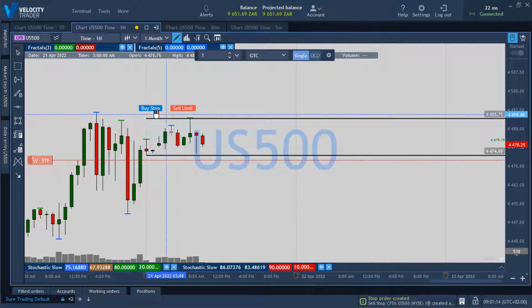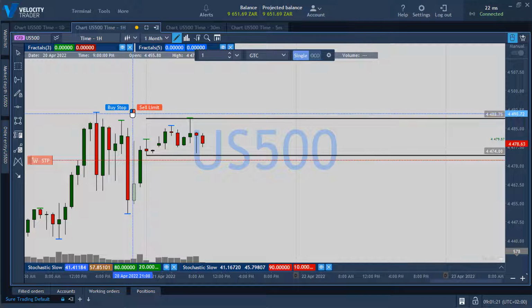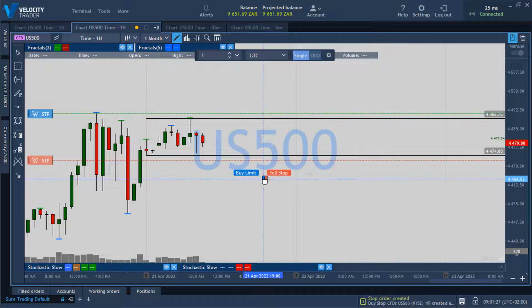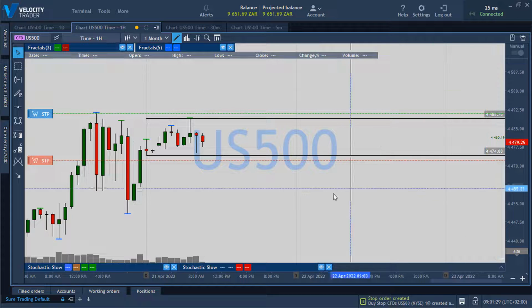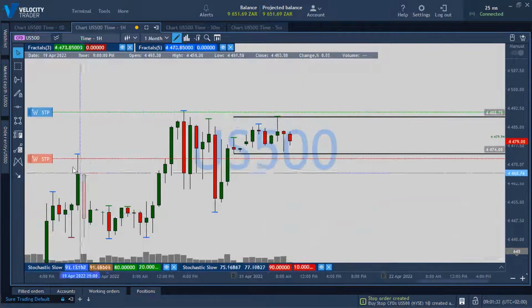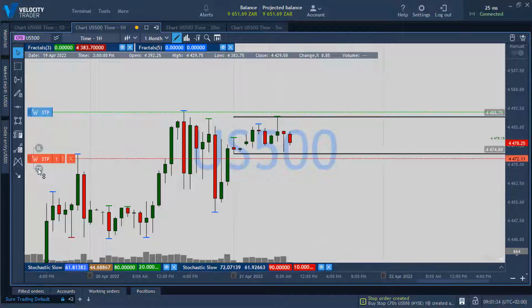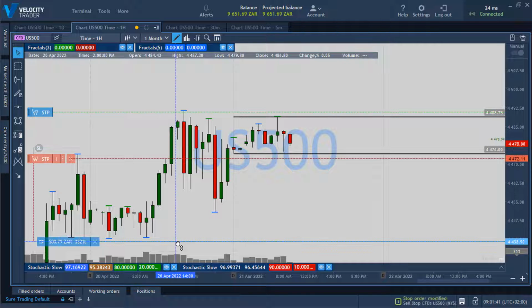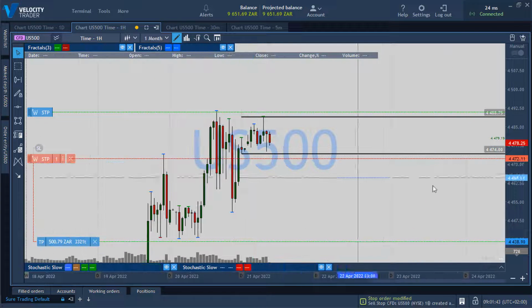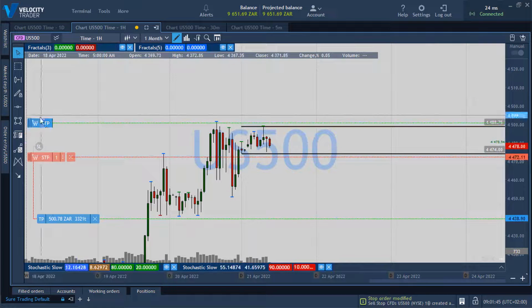And my order to go long, I'll put at 4490.75 ish, because that's $2 above. So there we have our two orders in. And now we just set our stop losses and take profits. Firstly, take profits are at 500 Rand on either side.